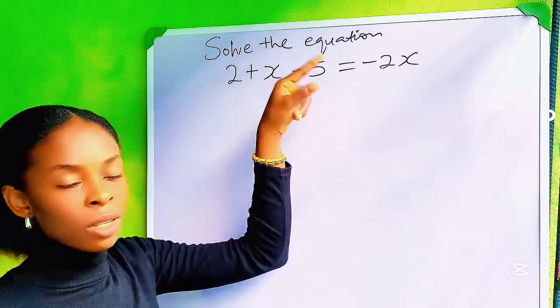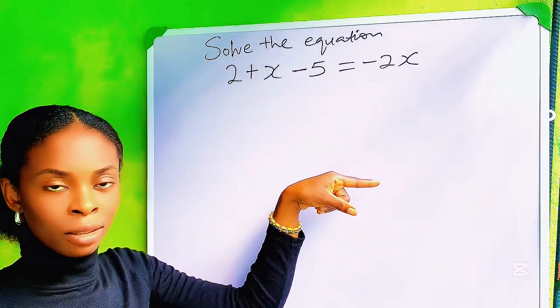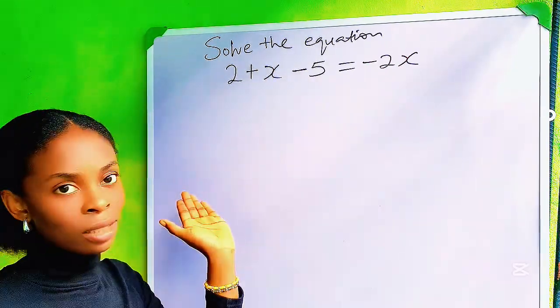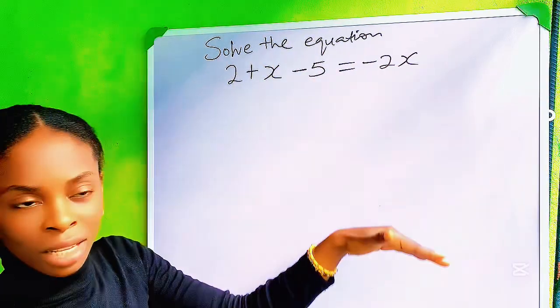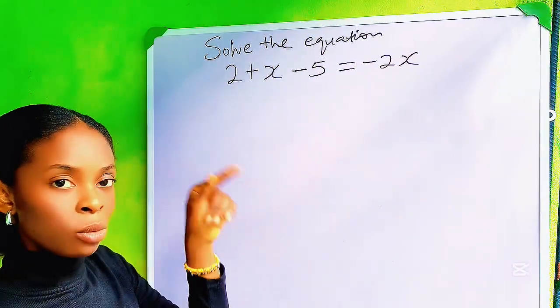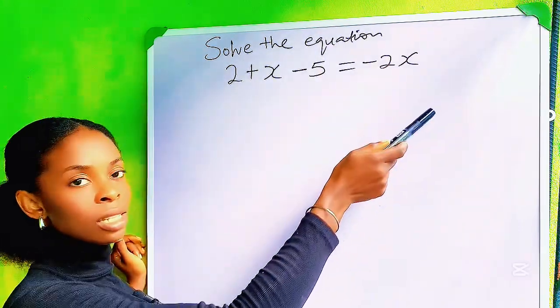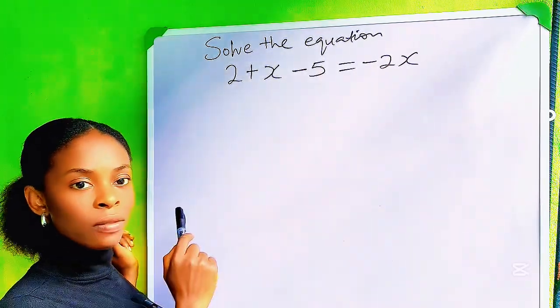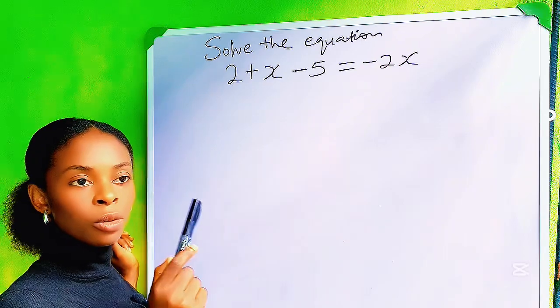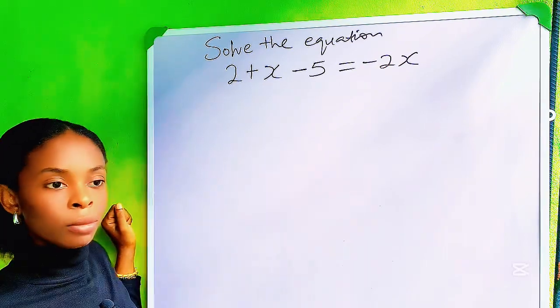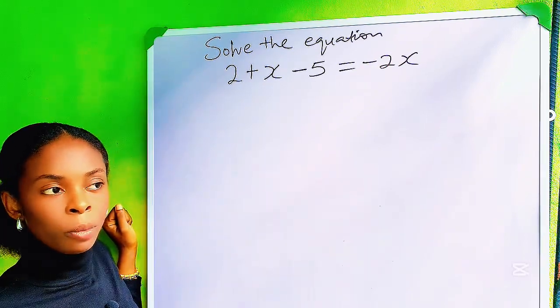Any number that crosses the equality sign, if the number is on the left hand side and moves to the right hand side, the sign of that number will change. The same thing, if a number is on the right hand side and crosses over to the left hand side, the sign of that number will change. Now, how do we know the sign of a number?